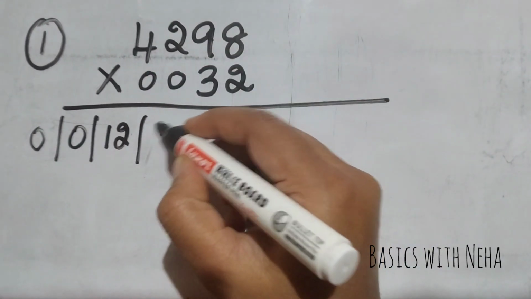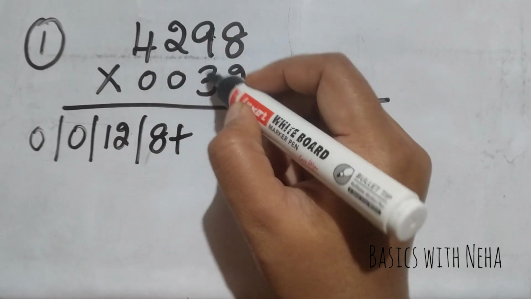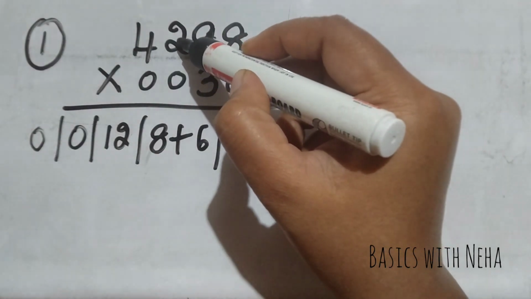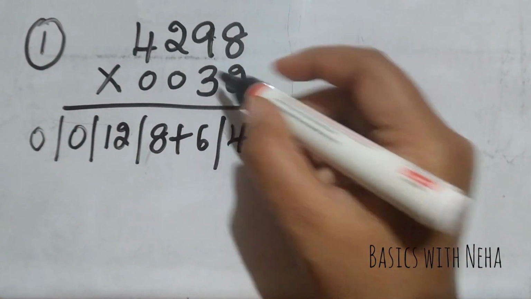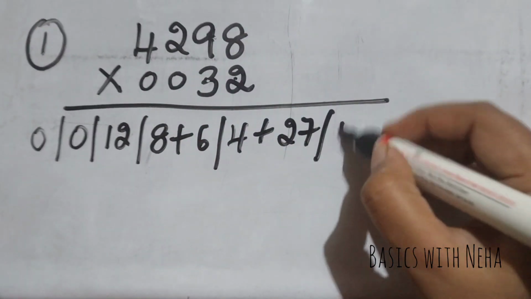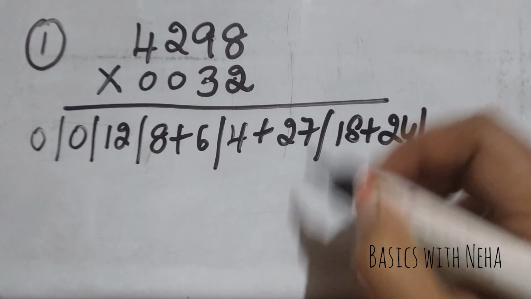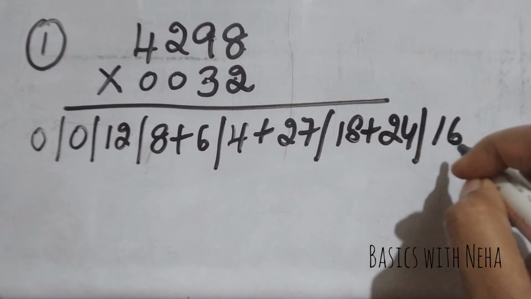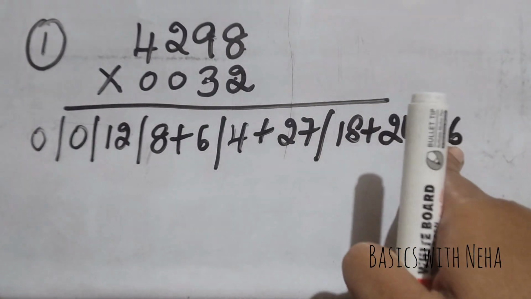4 times 2 is 8 plus 8 times 0 is 0, 9 times 0 is 0, 2 times 3 is 6 bar. 2 2s are 4 plus 8 zeros are 0, 9 3s are 27 bar, 9 2s are 18 plus 8 3s are 24 bar, 8 2s are 16. So if you count the number of steps, it will be 7. 1, 2, 3, 4, 5, 6, 7.